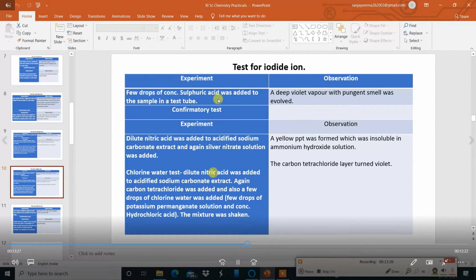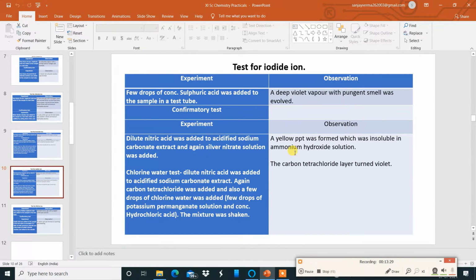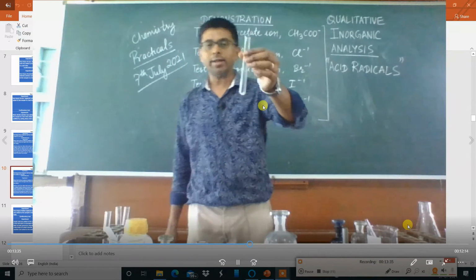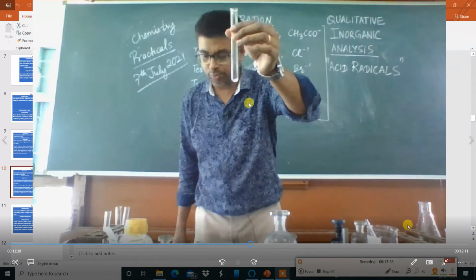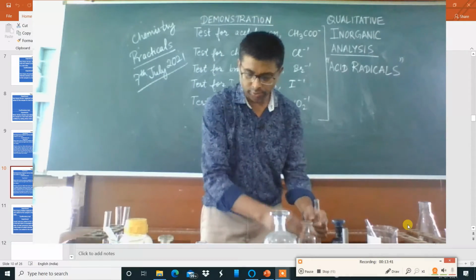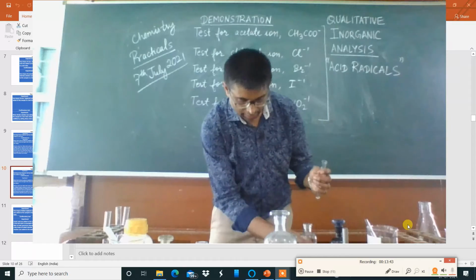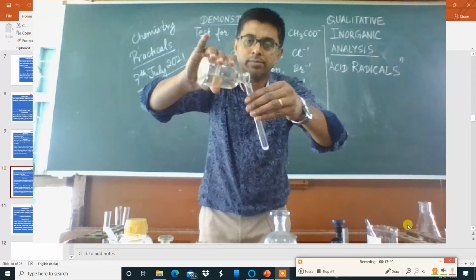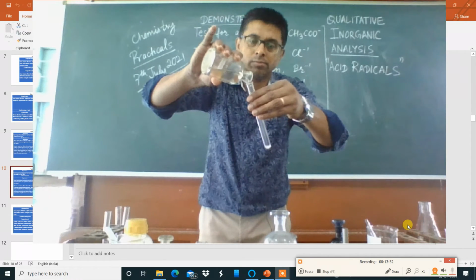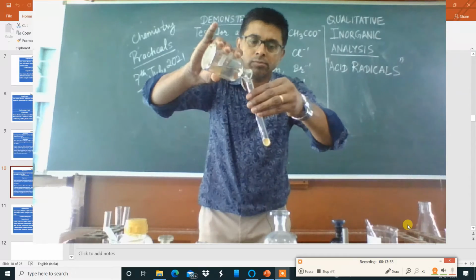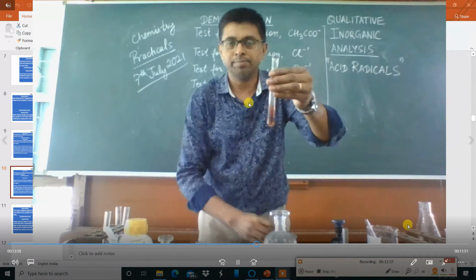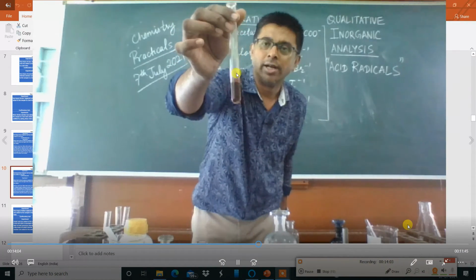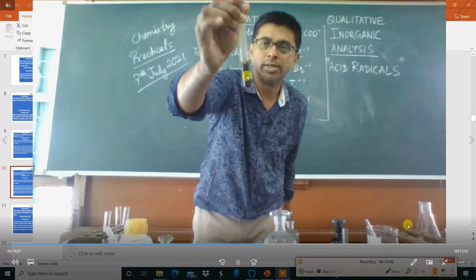When I add sulfuric acid to the iodide sample, deep violet vapor is supposed to come out. So this I have shown you. The test for iodide ion is shown. The sample is in a test tube, and then I added conc. sulfuric acid. Violet vapors are supposed to come. Vapors are forming, but they are dissolved in the solution. You can see in the top part, the violet vapors are forming. That is a preliminary test.